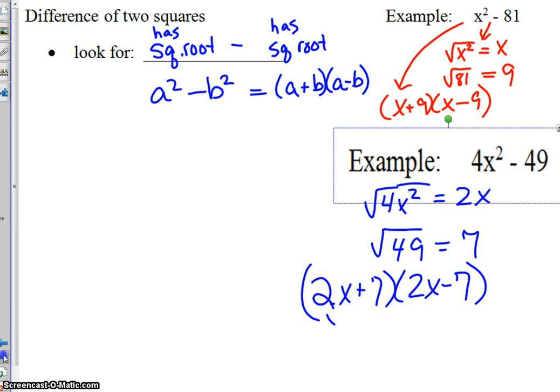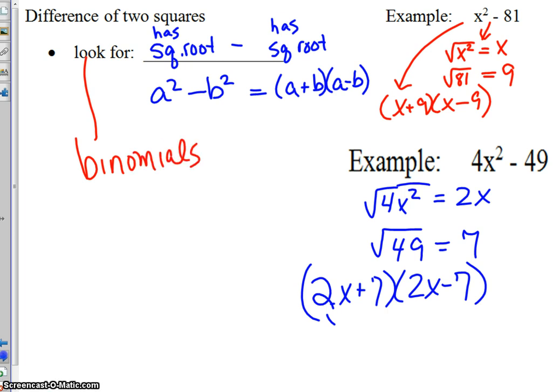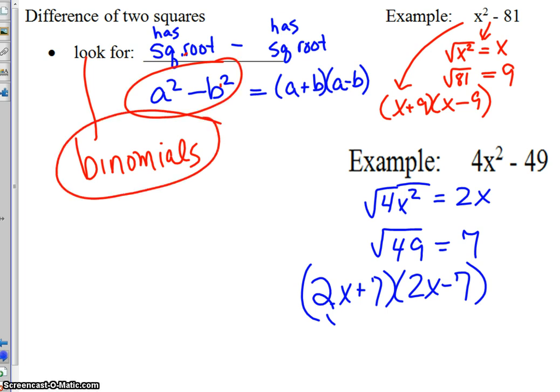So really what we're looking for is a binomial, which means two terms. And then something squared, something squared. So really think about this. We're looking for a binomial, two terms. We're looking for only having subtraction between them as well. So only having subtraction between them is going to be important as well.